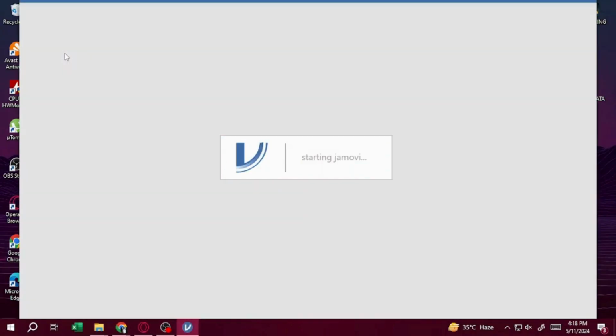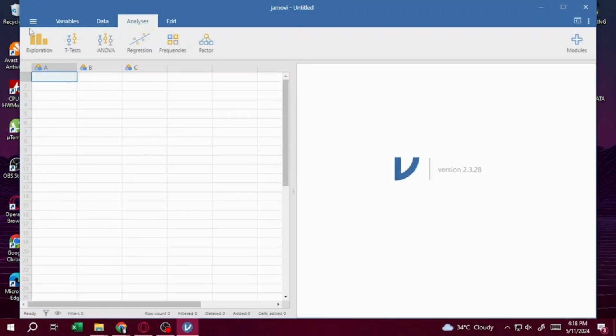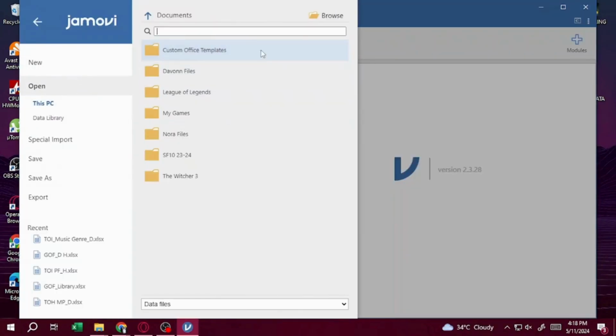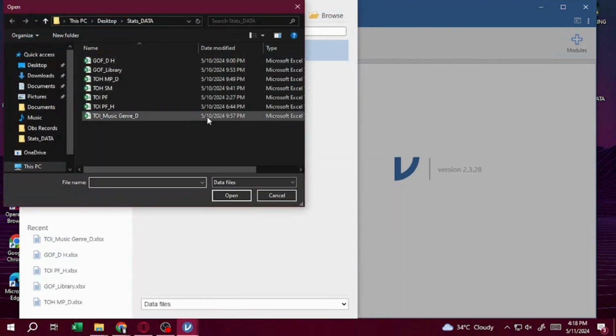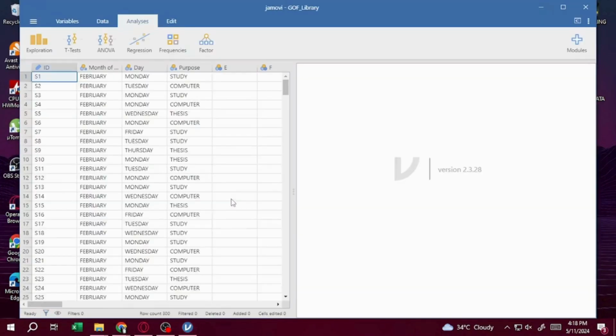For the goodness of fit, as usual, first, launch Jamovi. Afterwards, tap this layered icon, then find and click the Open option. You need to locate and select the document. Jamovi will process the document for a short while.